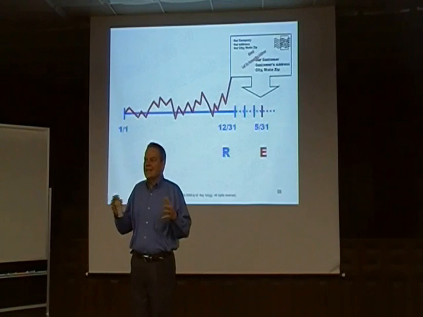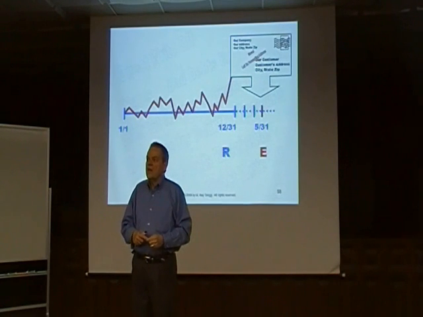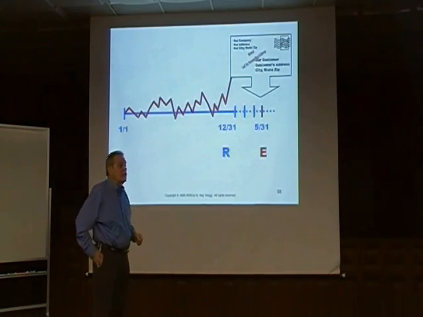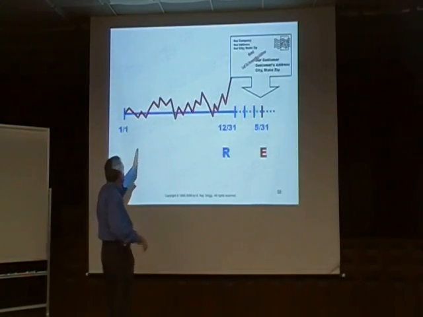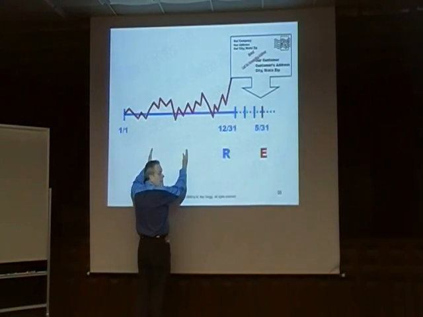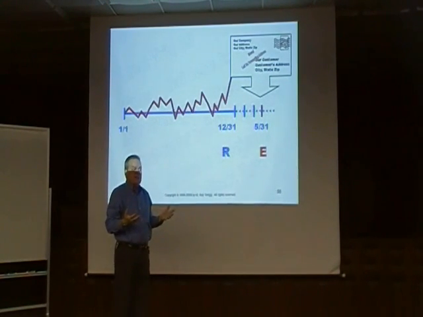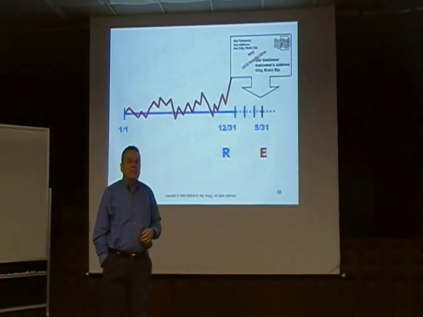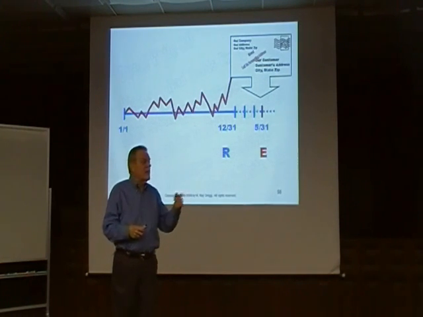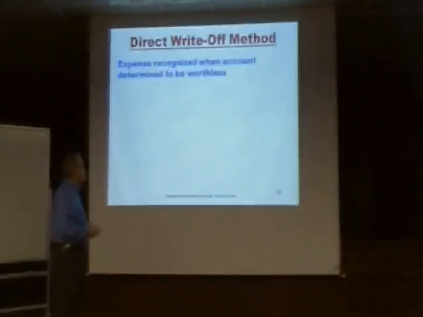Now, there is no deliberate matching here. There's no attempt to match as there is in the allowance. Some matching could occur by accident. We could sell something in February and write them off in May. We could have them in the same year, but that'd be an accident. That wouldn't be planned as the allowance method does. Under the direct write-off method, we write off the expense when we think it's uncollectible.